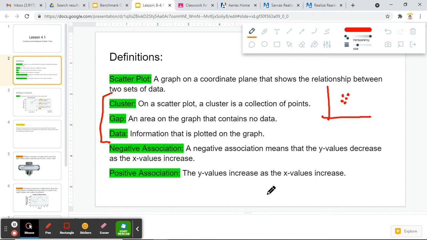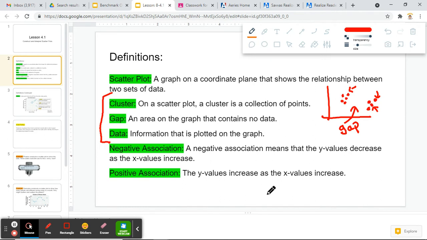So if we have the same cluster right here, and then we have another cluster over here, we would call this area in between the gap, because there is no data in that area. Next, data. So data is just information that is plotted on the graph. So each of these individual points here that make up these clusters would be considered data because it is information that is plotted on the graph.